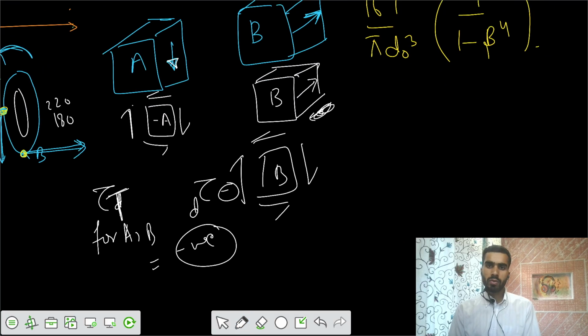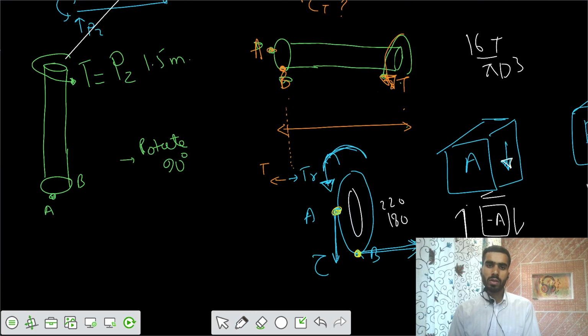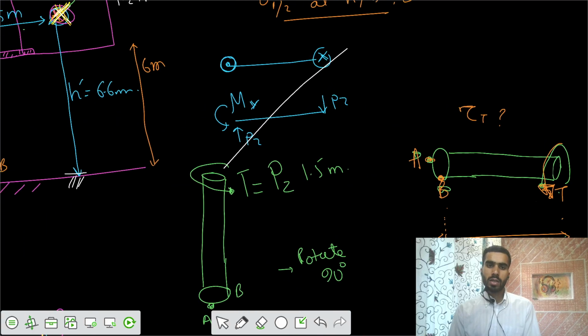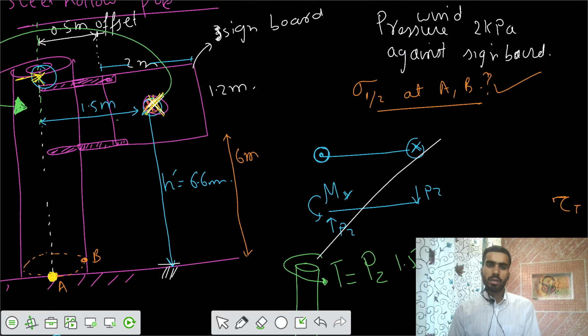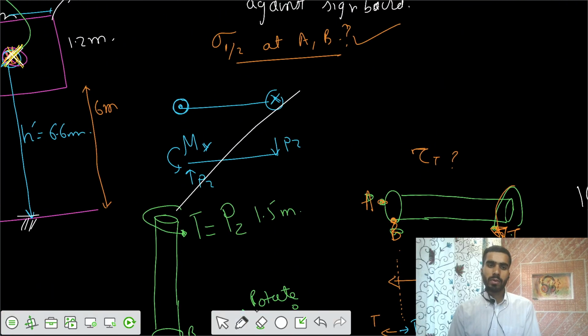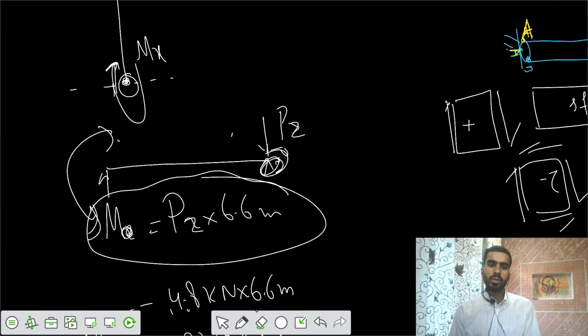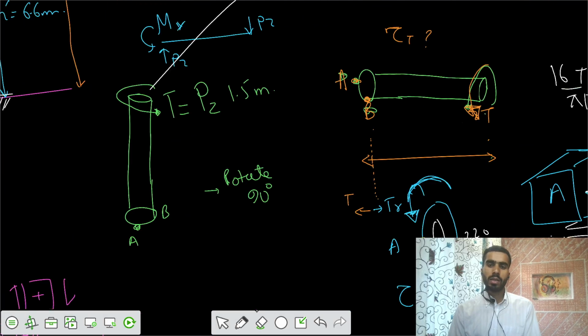Now we'd say what is the value of that? 16 into T. The torque developed, what is the value of torque? The torque equals Pz into 1.5. Pz is 4.8.